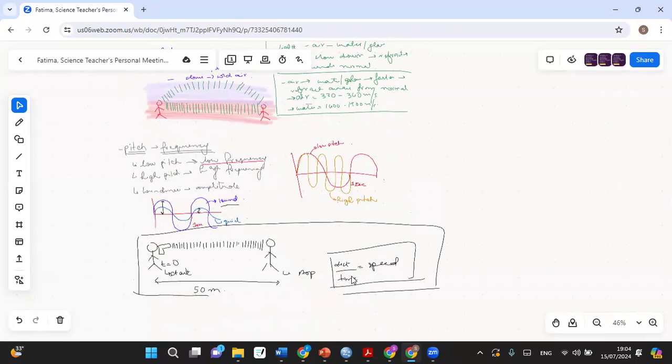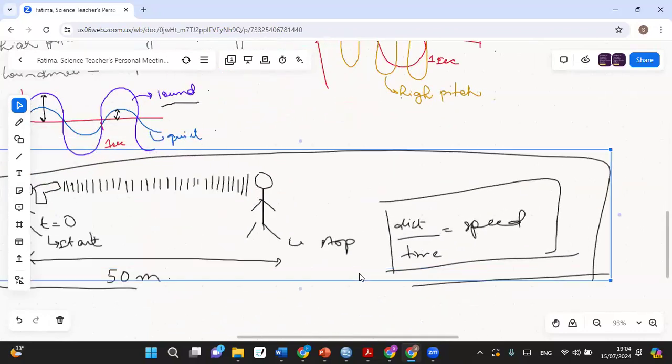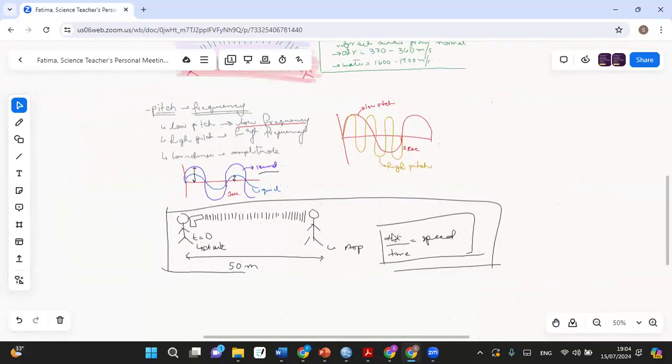Technically, in this experiment, you can have an independent and dependent variable if you want. Not necessarily, because we're just doing a calculation, right? But if you want to, you can have an independent variable and dependent variable. What is going to be your independent variable? The distance, right? The distance is in your control. You decide how far away your friend is.